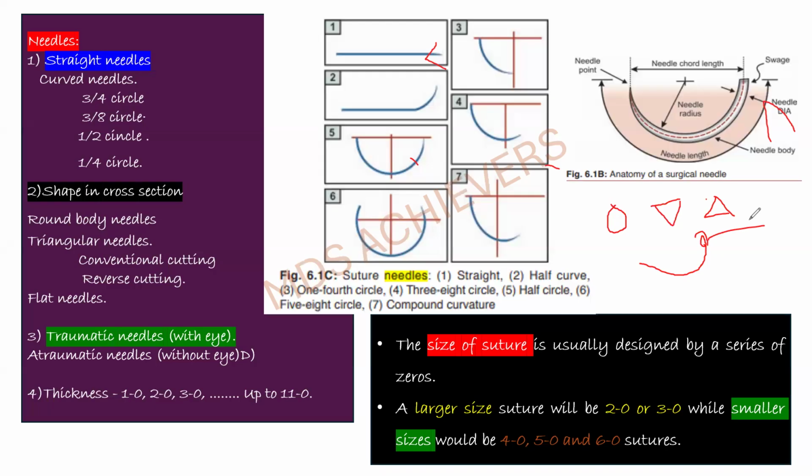The size of the suture is usually designated by a series of zeros. The larger the number of zeros, like 40, 50, the finer the suture; 20, 30 are wider. Simple enough to remember: the more zeros present, the finer or smaller the size. It's vice versa, so you can remember it's inversely related.